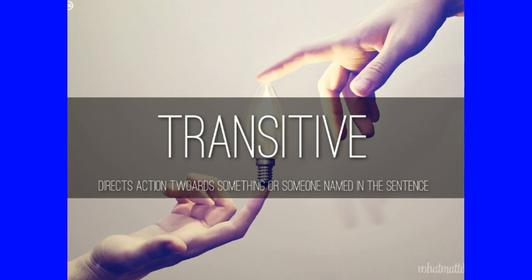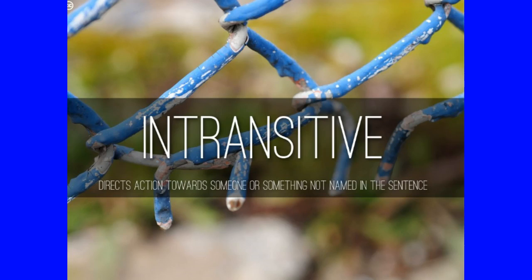First, let's look at transitive verbs. A transitive verb directs action towards something or someone named in the sentence. In other words, if the action verb has an object, it is transitive. An intransitive verb does not have an object. It directs action towards something or someone not named in the sentence. Now let's look at some examples of both.